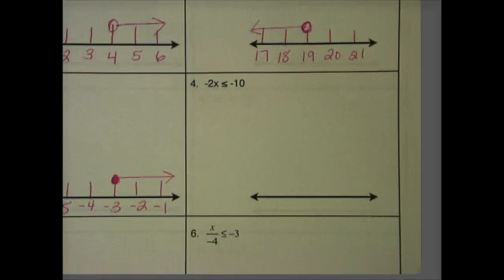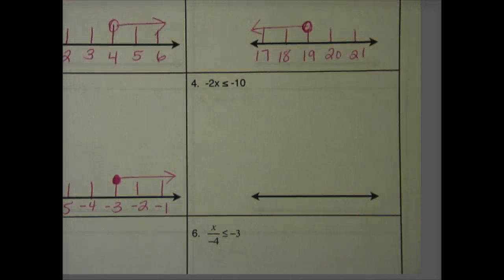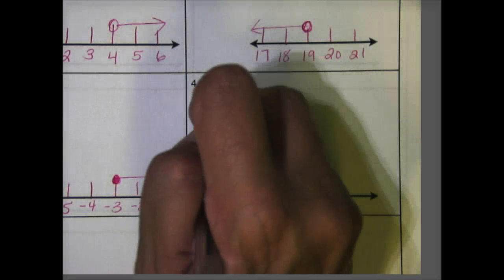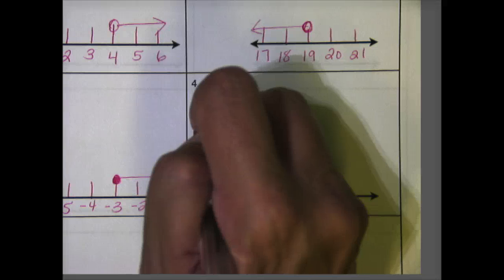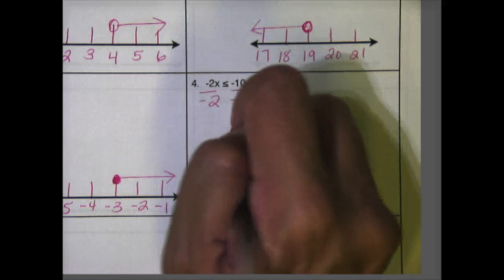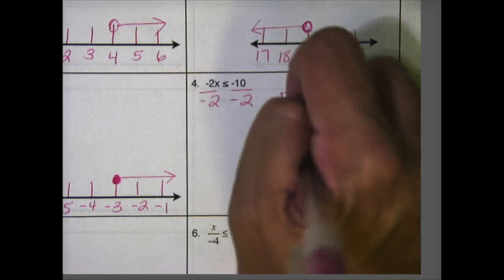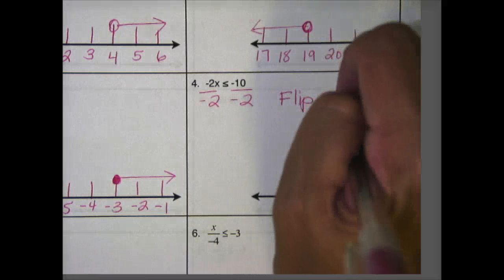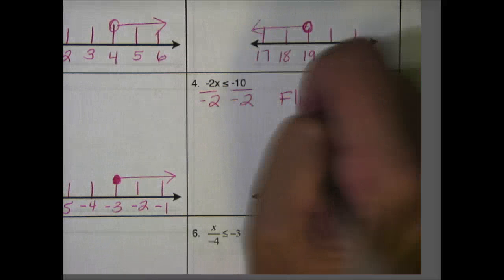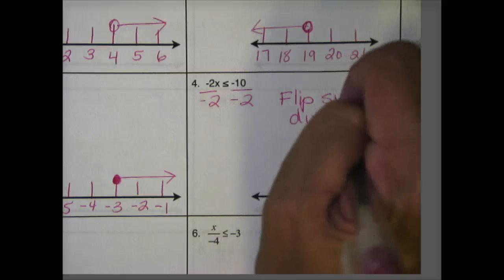Number 4, negative 2 times x is less than or equal to negative 10. Because it's multiplication, we have to divide to solve it, and we're going to divide by a negative 2. When we divide by a negative, we have to flip our symbol because we divided by a negative.